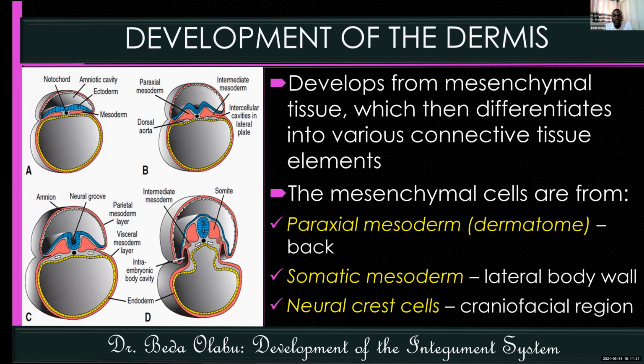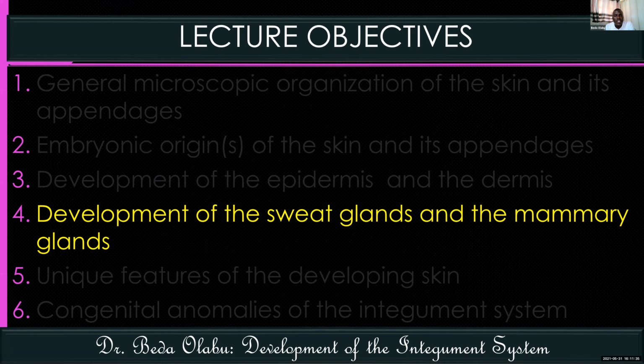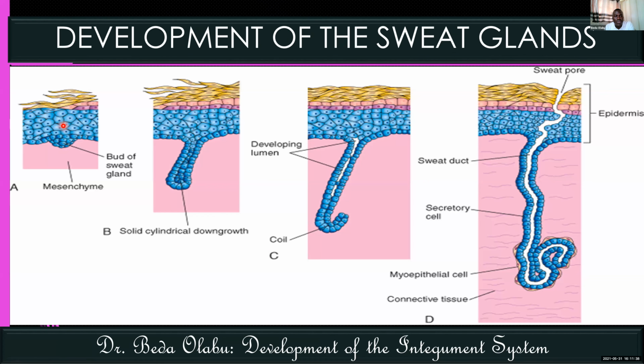So I'm just saying that the dermis arises from mesenchyme, but that mesenchyme has multiple embryonic sources, unlike epidermis, which just comes from surface ectoderm. How do the glands develop? Sweat glands develop as downgrowths from the surface ectoderm, like what you see here. Initially just a bud appears, which continues and then canalizes and then undergoes that coiling. That is how the sweat glands develop.